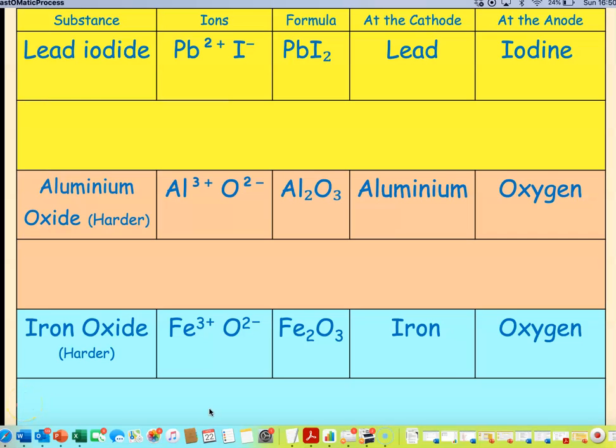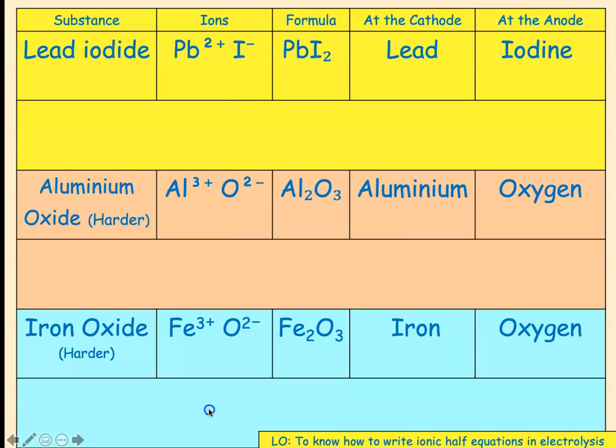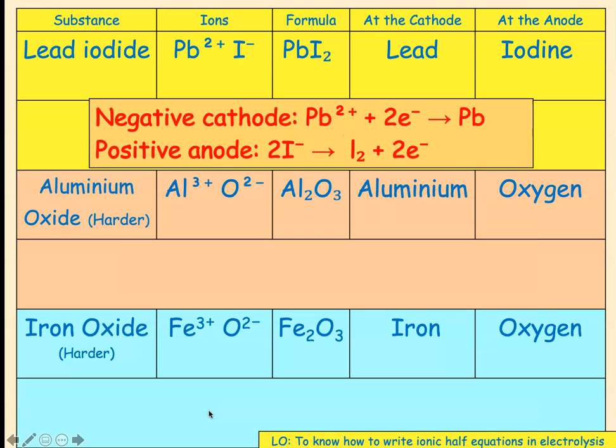Okay, lead iodide, Pb2+, so we're going to be adding 2 electrons to give Pb. And at the anode, we've got 2I- will give us I2 plus 2 electrons. Now, the next one, a little bit more difficult because we have an oxide ion that has a charge of -2.